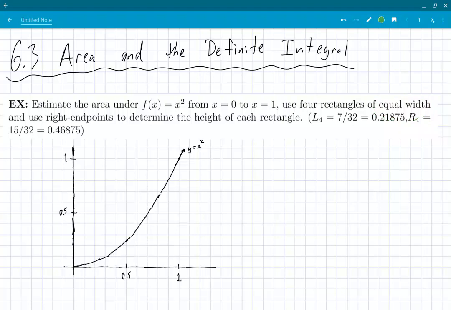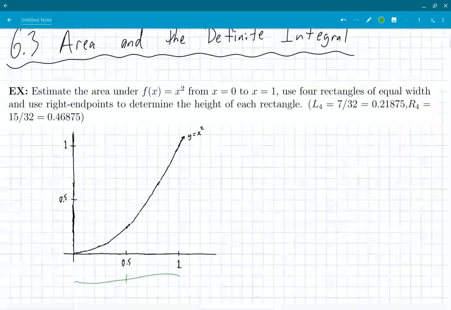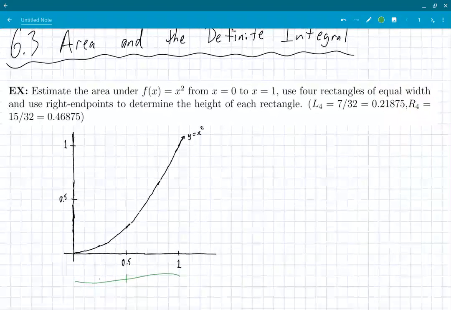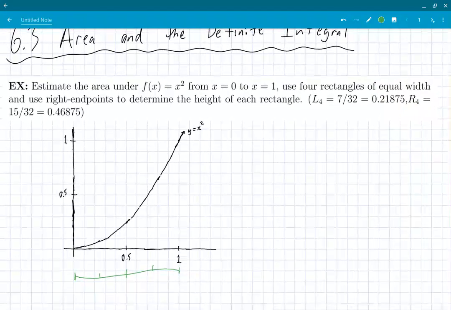So what that means is we're going to take our interval, this interval from 0 to 1, and we're going to break it up into 4 equal pieces like that. So we'll put a break at 0.25, 0.5, 0.75, and at 1.